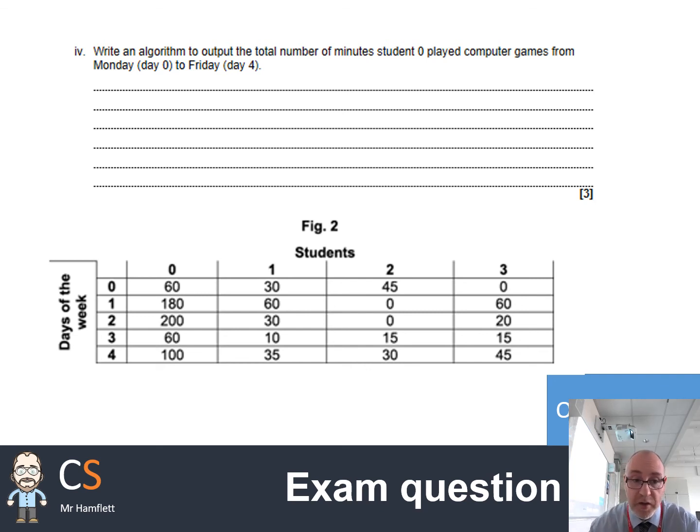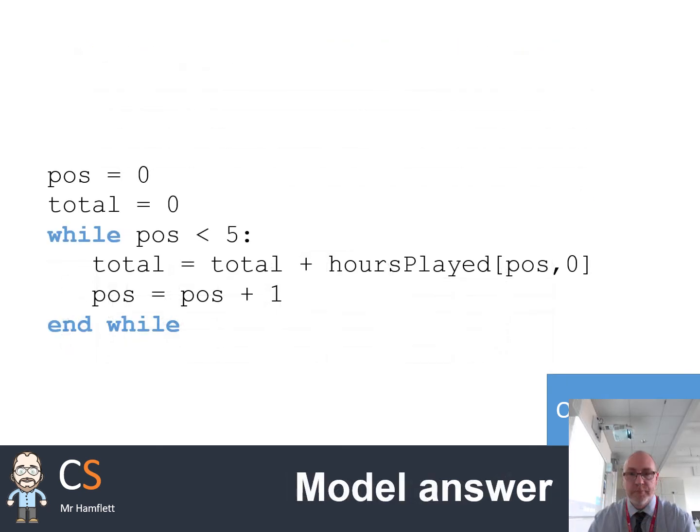Because it's looping over 0 to 4, so looping over those days, and the column is not changing. So that's nice and easy as well. It's staying the same, so it's just very similar to the code I showed you. It's starting at position 0, ending at position 4.